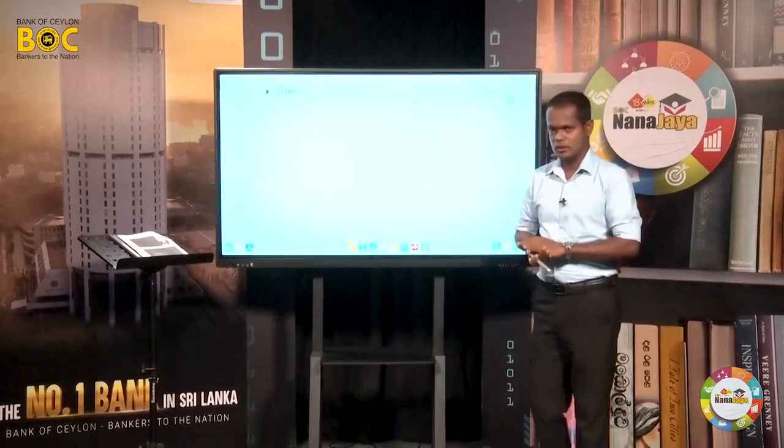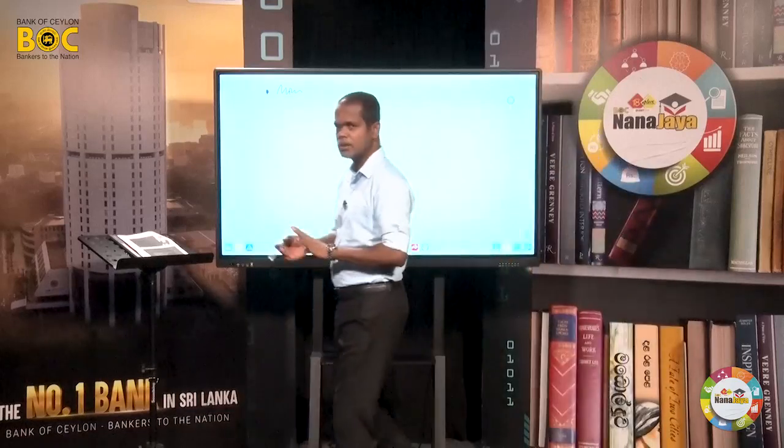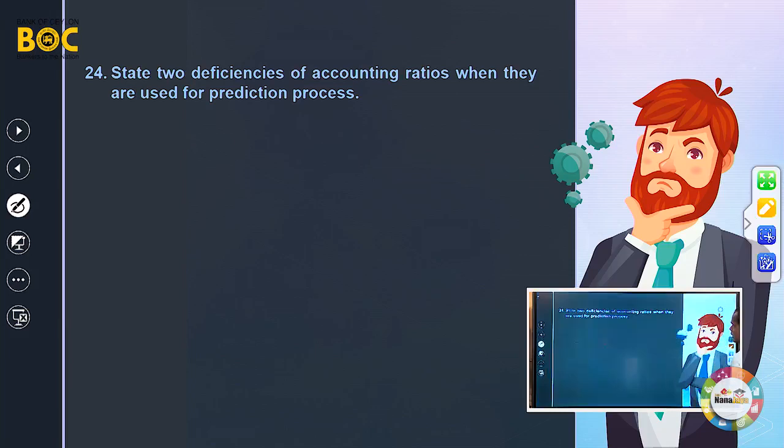Why? Companies or business entities are in a competitive environment. As they are in a competitive environment, they don't want to show all the information in the financial statement. They will show minimum information. Based on this minimum information, it's difficult to go for a proper analysis. One is disclosing of minimum information. That's a deficiency.